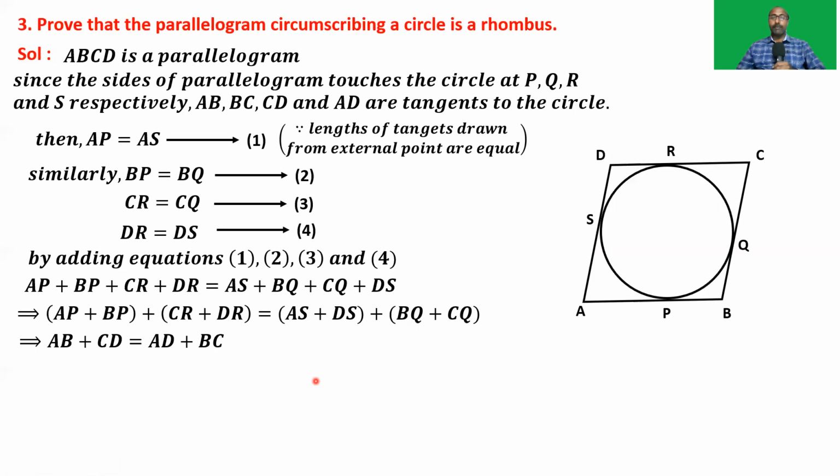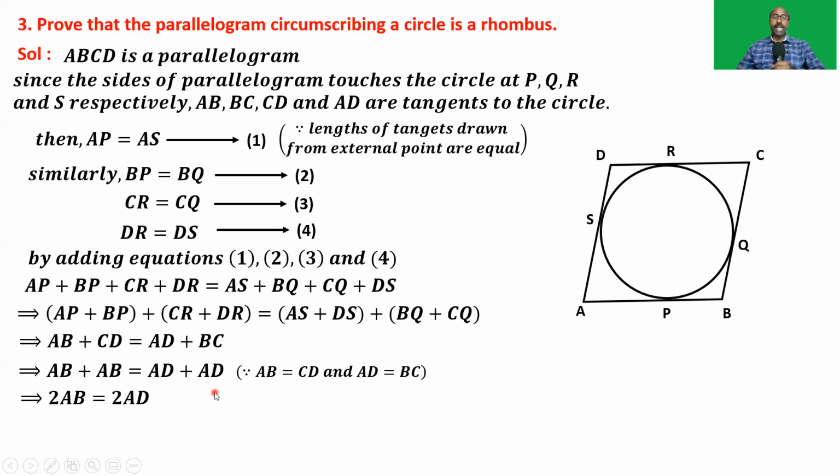But in a parallelogram, we know that opposite sides are equal. That is, AB is equal to CD and AD is equal to BC. So we can substitute AB in place of CD, as well as AD in place of BC, like this. Here CD equal to AB and BC equal to AD. That is, AB plus AB is equal to 2AB and AD plus AD is equal to 2AD. So by cancelling 2 on both sides, we get AB is equal to AD.